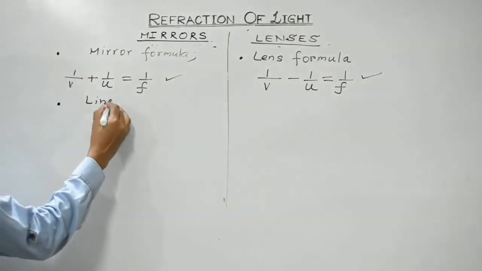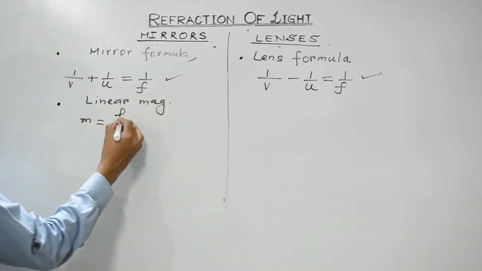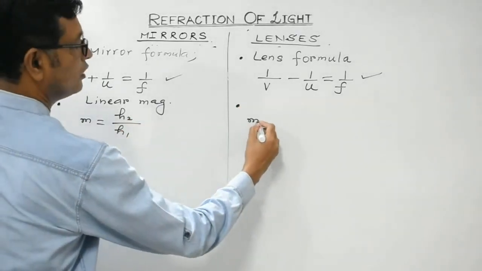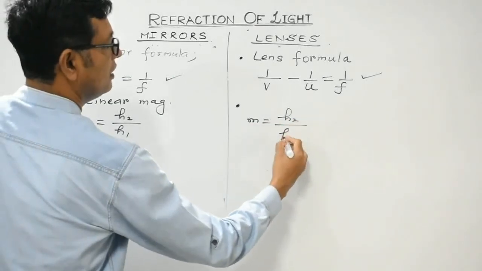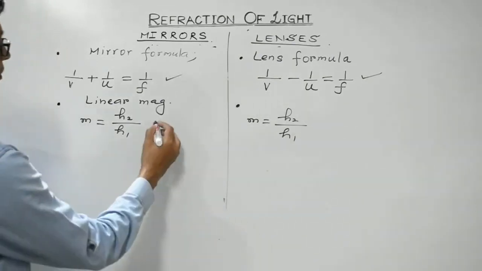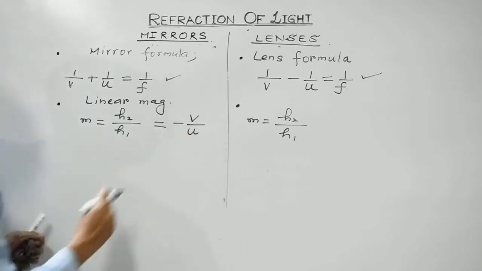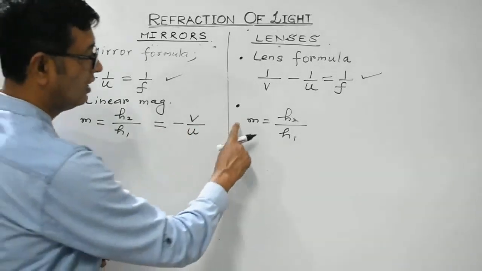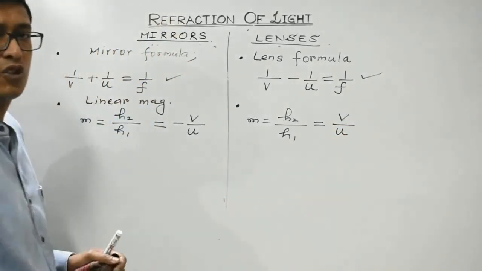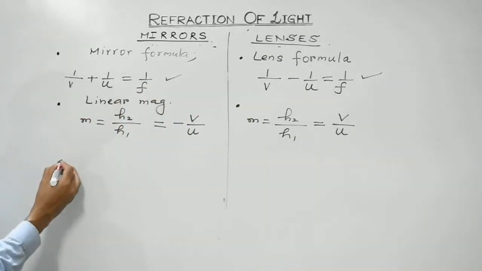Then, linear magnification. In both cases, it is defined as the ratio of the size of the image to the size of the object. But in case of mirrors, in terms of image and object distance, it is minus V by U. While in case of lens, it is plus V by U. Right? There shouldn't be any confusion, students. Do study these topics very carefully.